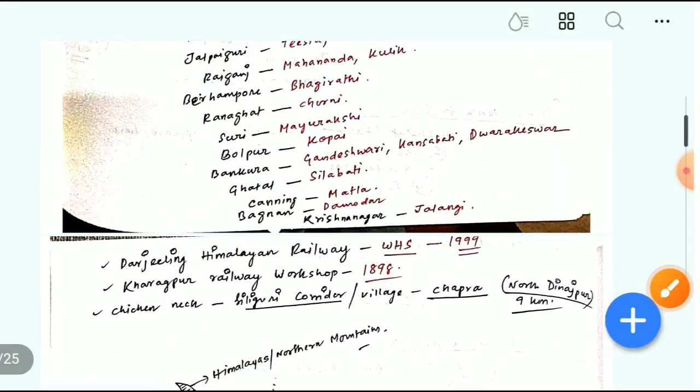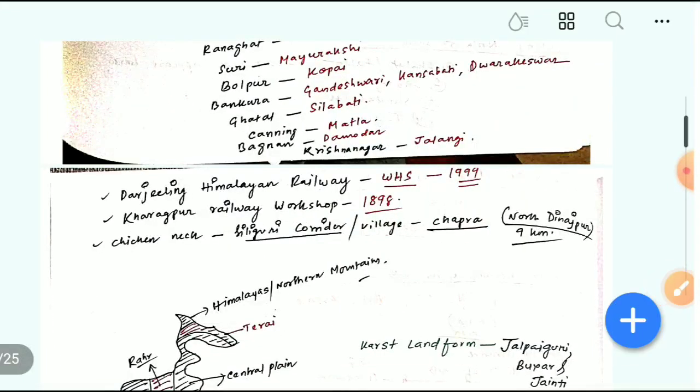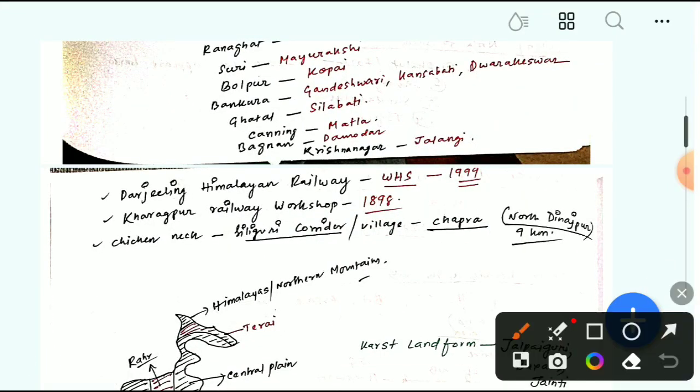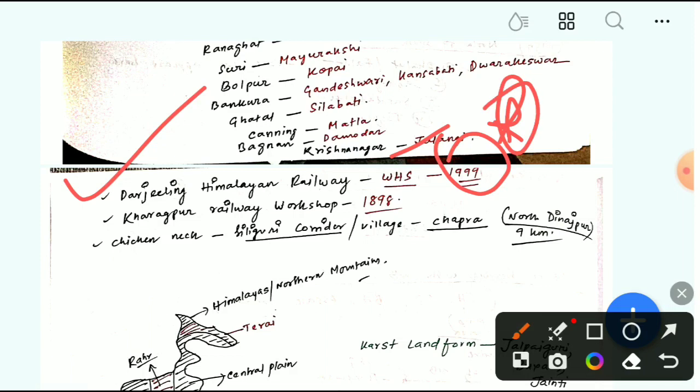So these are the very important towns and their river banks. Next is Darjeeling Himalayan Railways. It got World Heritage Site status in 1999. This is also important: Kharagpur Railway Station or Kharagpur Railway Workshop, it got established in 1898. So 1898, Kharagpur, and Darjeeling World Heritage Site 1999.